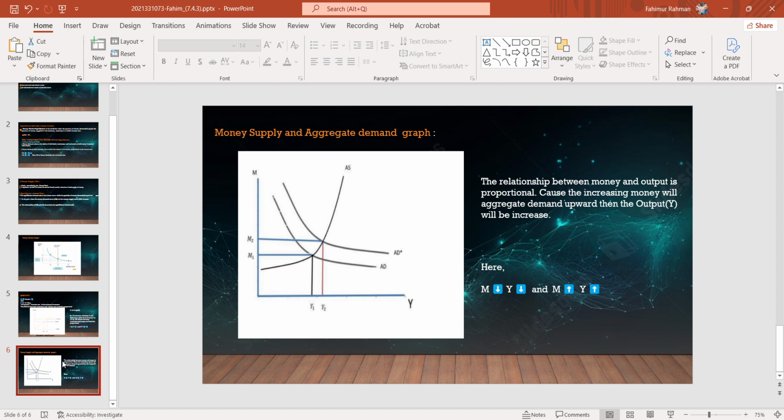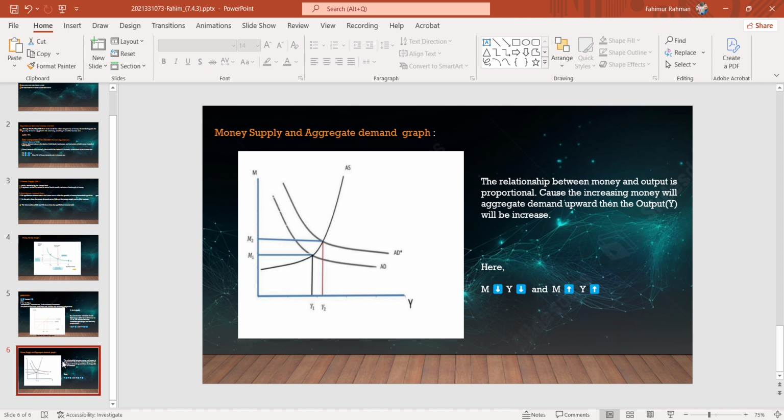When M increases, so our money shifts from M1 to M2, then our total demand or aggregate demand will also shift. So AD is shifted to AD prime, because our money supply increases. That's why our demand will also increase, AD to AD prime.